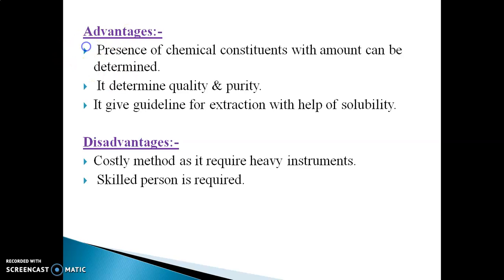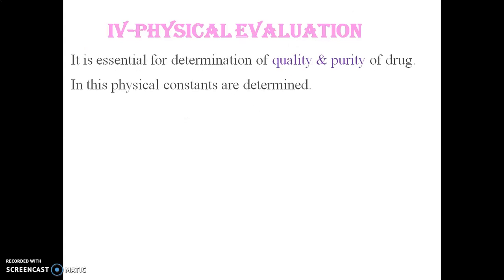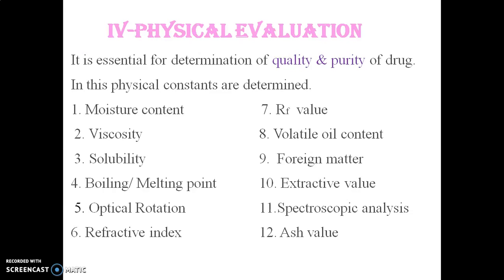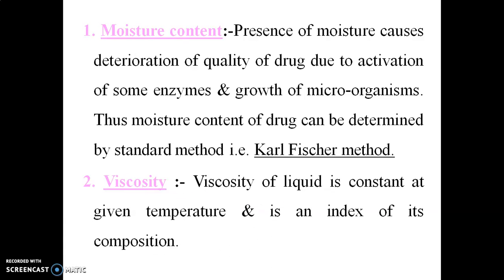Skilled persons are generally required for such kind of evaluation. The fourth method is the physical evaluation. This method is essential for determination of quality and purity of a drug. In this method, physical constants are determined such as moisture content, viscosity, solubility, boiling or melting point, optical rotation, refractive index, RF value, volatile oil content, foreign matter, extractive value, spectroscopic analysis and the ash value. So we will go one by one.